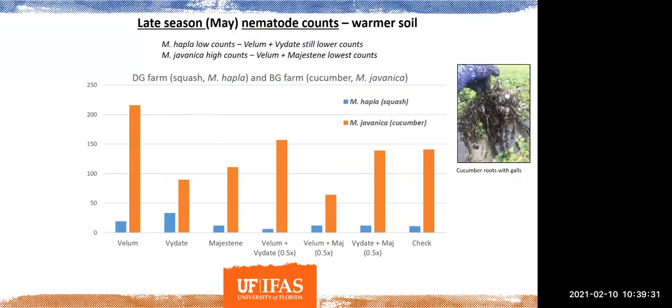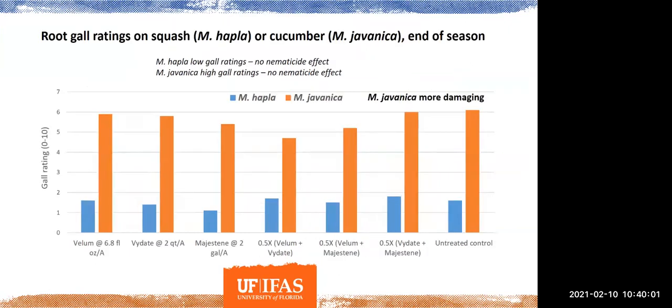Much warmer soil. Now the Hapla, the blue bars, are all very low. We still get a little bit of reduction with the Velum Vydate mix, but even in the check, the populations are really low. So this is just natural reduction because of the warmth. This nematode is just not so active anymore. Just the opposite with the Javanese, where you get really high populations at this point, and we do get some effect of some of the nematicide. The Velum Majestene cocktail actually looks to be the best treatment here.